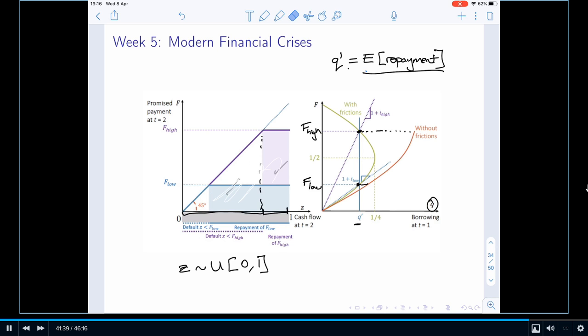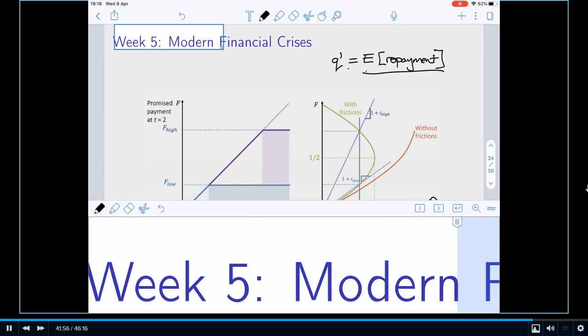In terms of lenders, however, they're indifferent between the two, so either equilibrium could emerge, depending on what lenders believe about the creditworthiness of Spain. So a liquidity crisis is a situation in which Spain is initially at this good equilibrium.